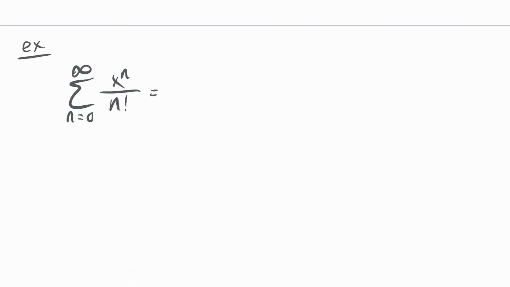If I have the series as n goes from 0 to infinity of x to the n over n factorial, what would that look like? So we'd have x to the 0 power over 0 factorial plus x to the first power over 1 factorial plus x to the second power over 2 factorial plus x to the third power over 3 factorial, and so on.